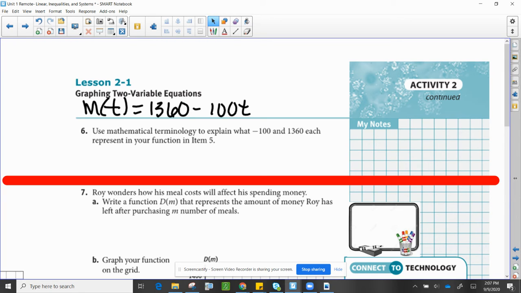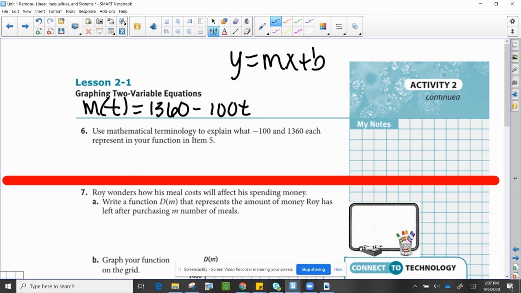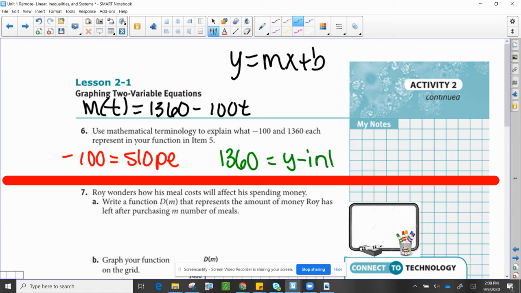What would we say that negative 100 represents in our problem? Now this is written a little out of order. We're used to seeing the x go first, right? So this is technically in slope-intercept form. It's just moved around a little bit. So that negative 100, that's representing our slope here. So that's the amount of money we're spending every time we buy a ticket. So that's what's changing in our graph. What is that 1360? Well, that's the money we started with, right? So that represents our y-intercept.